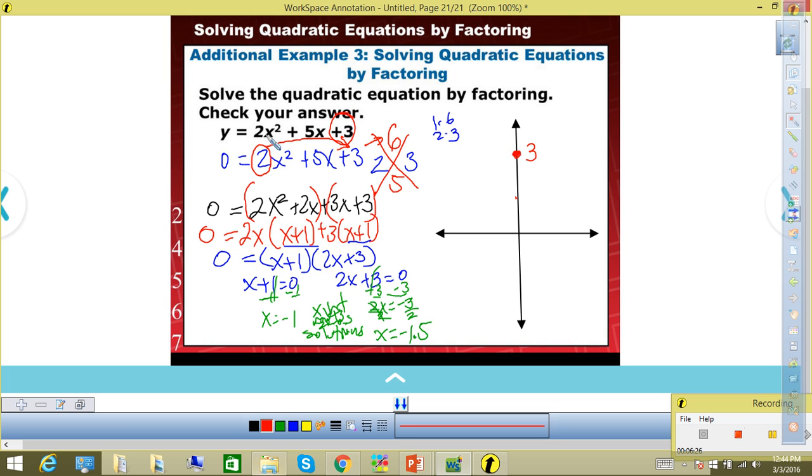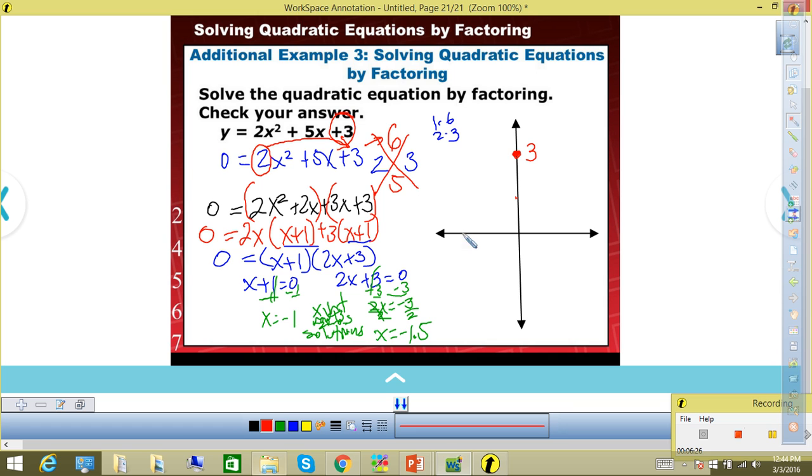But if I substitute x for 0, watch, what is 2 times 0 squared? What is 5 times 0? What is 0 plus 0 plus 3? That's how we find our y-intercept. That's why we know that that's our y-intercept. Does everybody see that? All right.